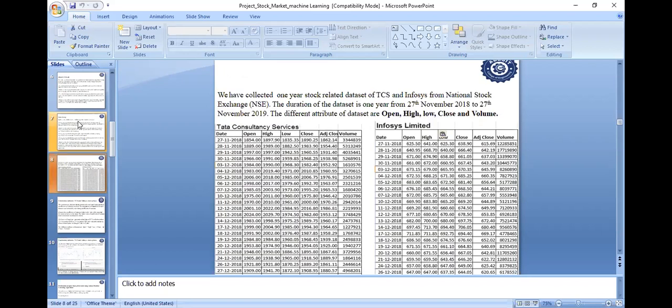So then we have collected data from two companies, TCS and Infosys, from the National Stock Exchange (NSE). The duration of the data set is 1 year, from 27 November 2018 to 27 November 2019. So we have taken five data attributes, actually, classified as open, high, low, close, and volume. You can see the Infosys and the TCS data.